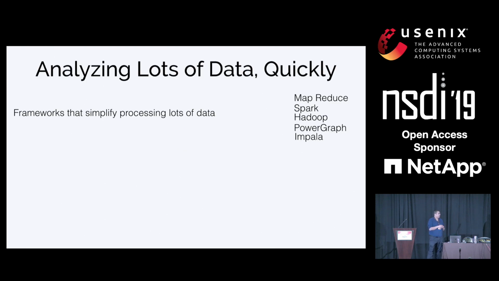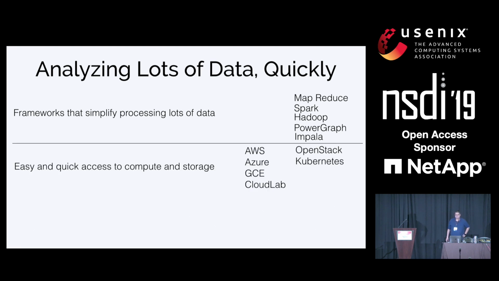So computers have always been about analyzing data. That was what the government was paying for in the 50s when all of this was coming around. So the difference was that at some time in the 2000s, we decided that everyone should be able to analyze lots of data quickly. And what allowed for this was we had frameworks that simplify processing of lots of data. You can see examples on the right. We suddenly had easy and quick access to large amounts of compute and storage capacity. So this happened with things like AWS and Azure, and also with things like OpenStack and Kubernetes.